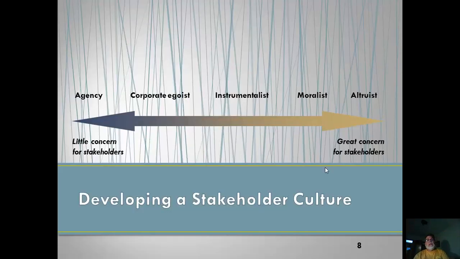Finally, in this slide, the concept is developing a stakeholder culture. Our textbook authors would have organizations try to move all the way over to the moralist and altruist side. Altruism is giving something for nothing. It's when you don't expect anything in return.